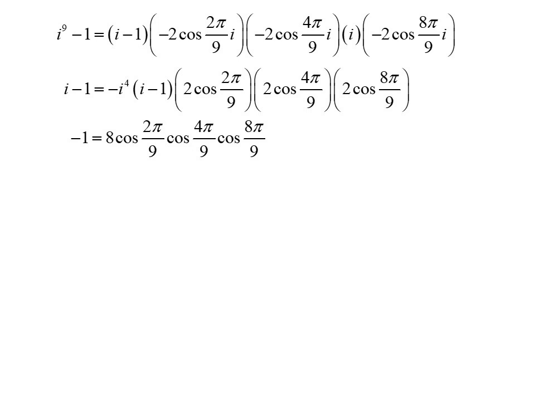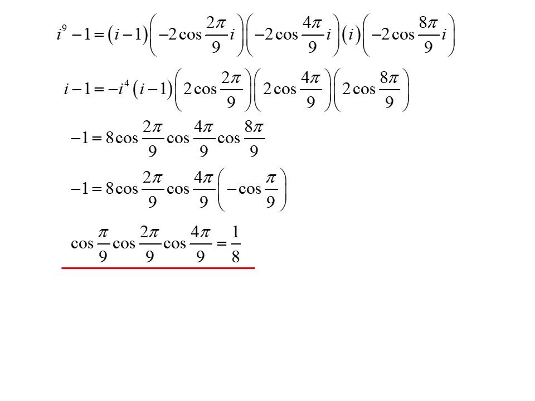All right, we're very close. But our question didn't have cos of 8 pi on 9, it had cos of pi on 9. 8 pi on 9. We're in the second quadrant. The acute angle would be pi on 9. So cos of 8 pi on 9 is the same as minus the cos of pi on 9. Now let's pull out that minus 1, divide both sides by 8. We've proven our result. So we eventually get there.